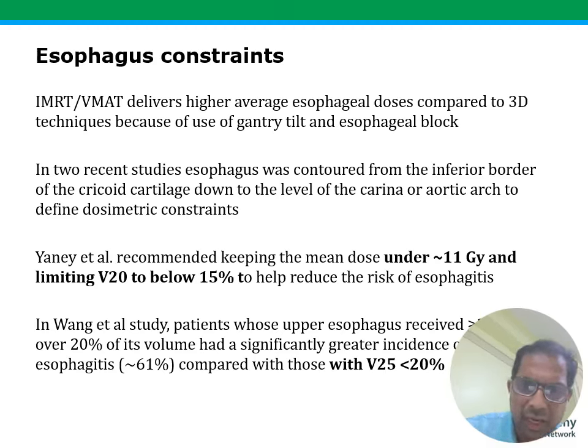They tried to keep mean esophageal dose less than 11 gray and limit V20 to less than 15%, which significantly helped reduce the risk of esophagitis. But this is only for upper esophagus. Similarly, the Wong et al. study, which was for hyperfractionation, in contrast to Yanni, which was for conventional fractionation, again showed that keeping V25 less than 20% significantly decreased the risk of esophagitis.